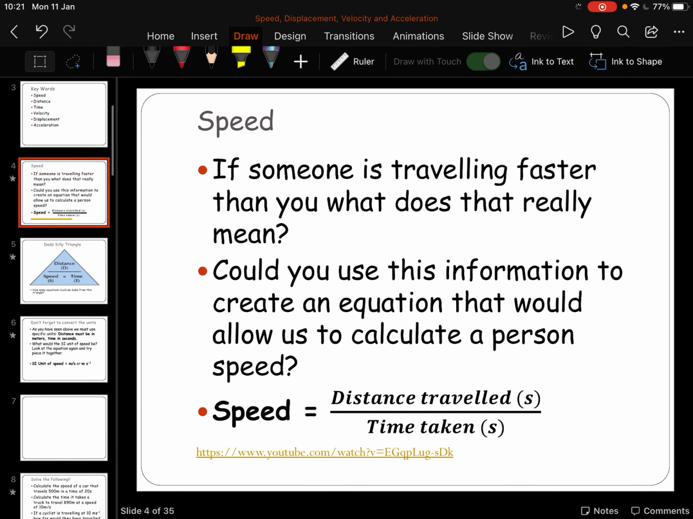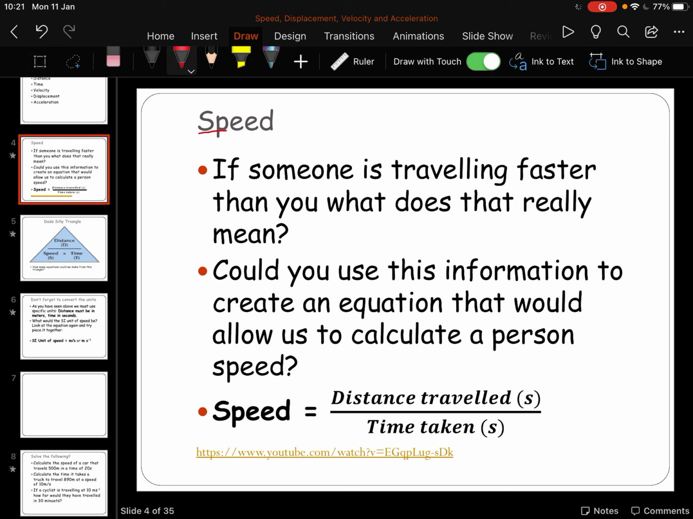Okay, so our next subheading there, guys, is simply take down the subheading speed, and I'll tell you what to take down here. So the first one is speed. Now, first things first. If someone is traveling faster than you, what does this really mean? A lot of times we don't think about it, but if you're running a race and we say, oh, that person is faster, person A is faster than person B, well, what does that actually mean?